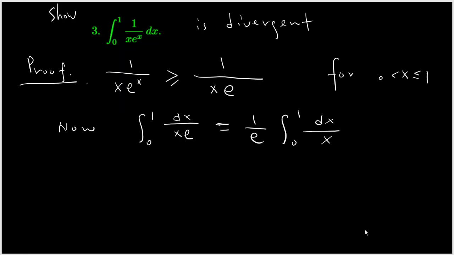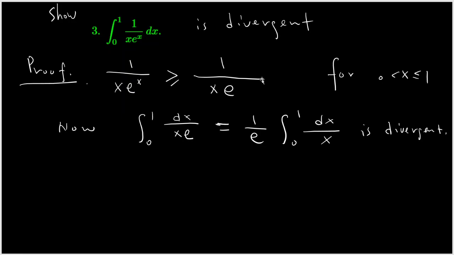So does it make sense? This integral is divergent. It's a p integral. Without looking at the constant, it is the p integral with the p value of 1. When the value of p is 1, this integral is divergent.